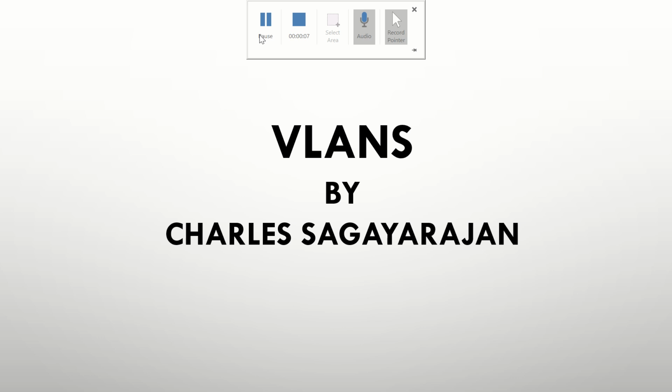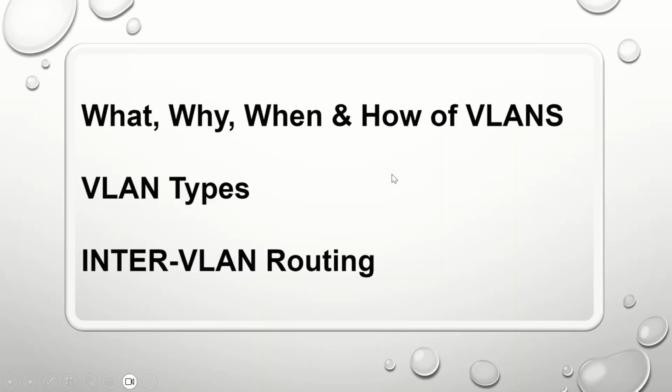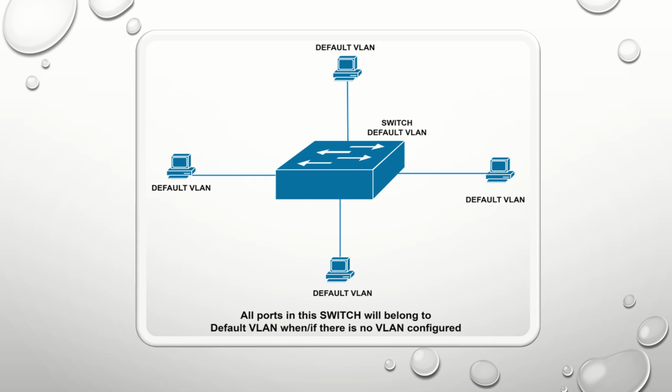I'm going to talk about VLANs today. So, regarding VLANs, what is a VLAN? Why do we need VLANs? When is a VLAN required in your layer 2 network, and how can we create a VLAN in your network? And then we go for VLAN types if time permits, and then inter-VLAN routing we can see in the next section. So what is a VLAN?